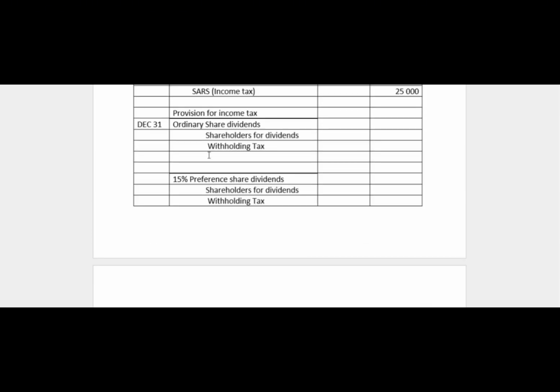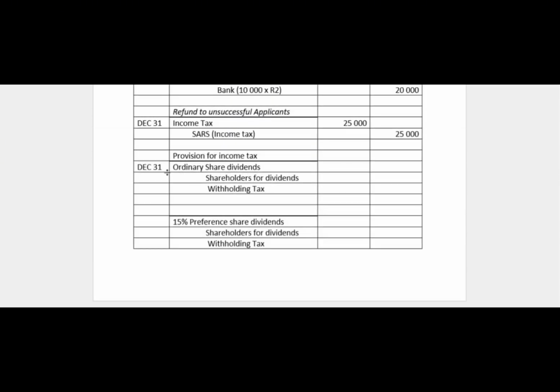Now remember, this is how you record the declaration of dividends for all the shares. Now I want us to proceed from there. How do we pay? How do we declare dividends? How do we record this?